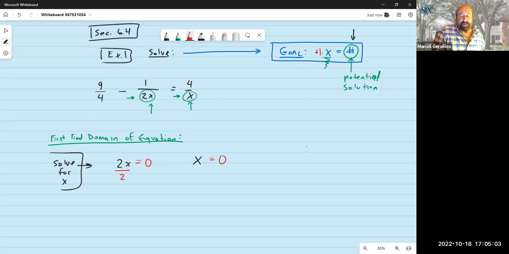I solve this one by dividing by 2. And we get x equals 0. So, 0 divided by 2, that's 0. 0 is a problem number for this denominator, 2x. If I put 0 in for x right there, 2 times 0 is 0. 1 over 0, undefined. This is a problem number. I can never let a potential solution ever make this become 0. And look, the other equation, just by setting it equal to 0, is already solved. This guy. So what's our domain? Our domain of the equation.